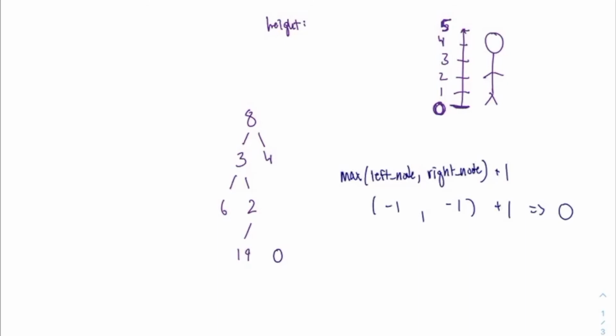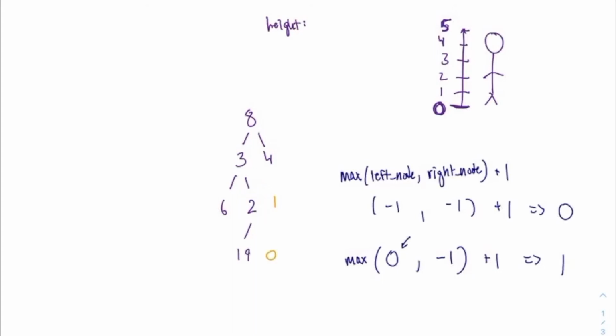So for 2, we get that the left node has a height of 0, and then the right node is missing. So the right node has a height of -1. Max of 0 and -1 is 0, plus 1 is 1. So 2 has a height of 1, and 19 has a height of 0.